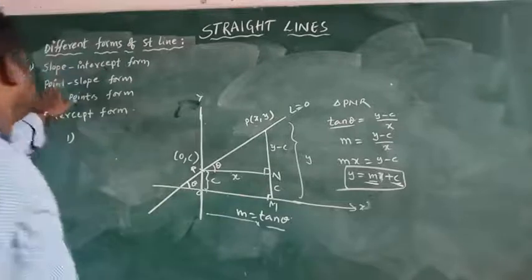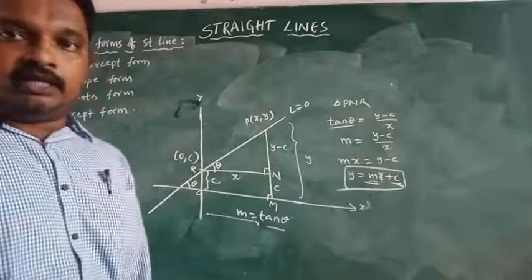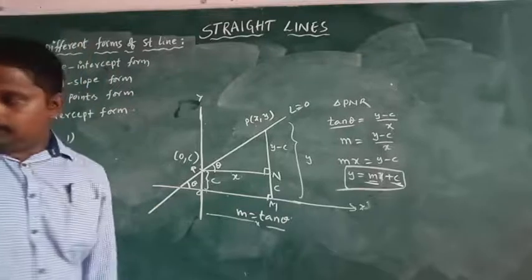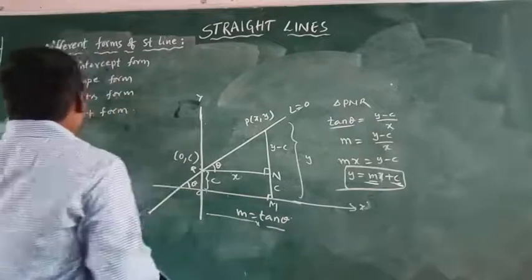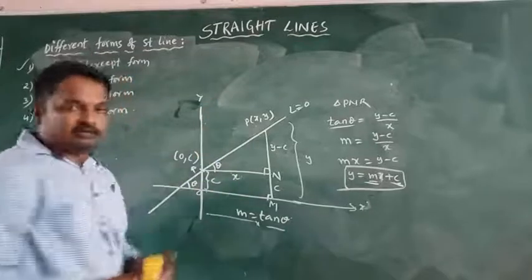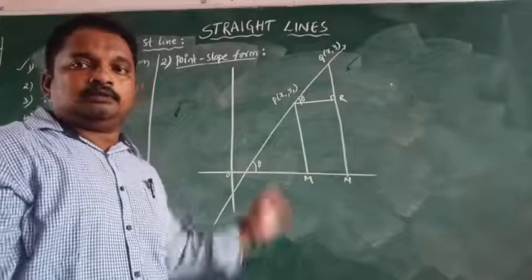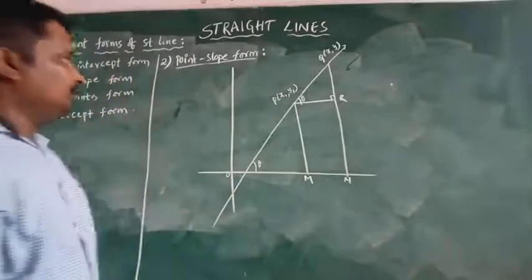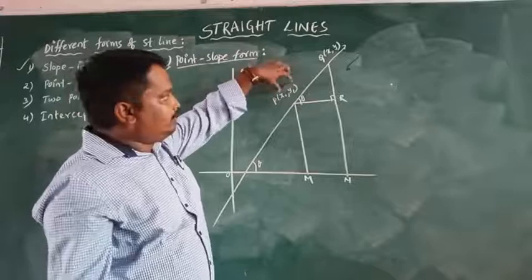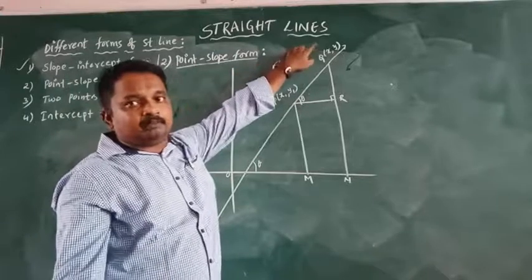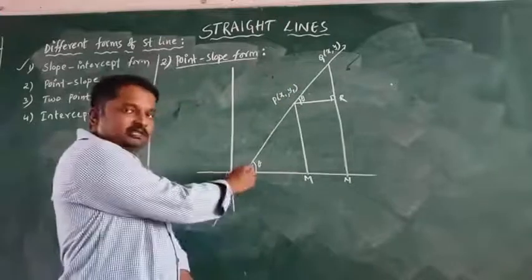Next, the second one, point slope form. In this we have one point and the slope. How it will be seen now. Right, point slope form. See, one point I am taking P(x1, y1) and Q(x, y) with inclination theta.